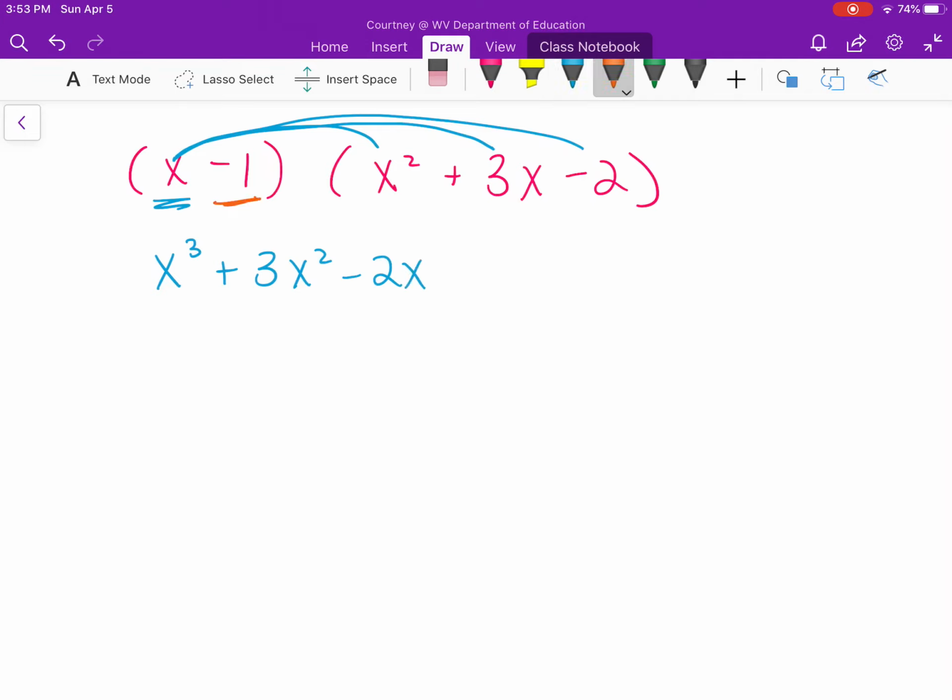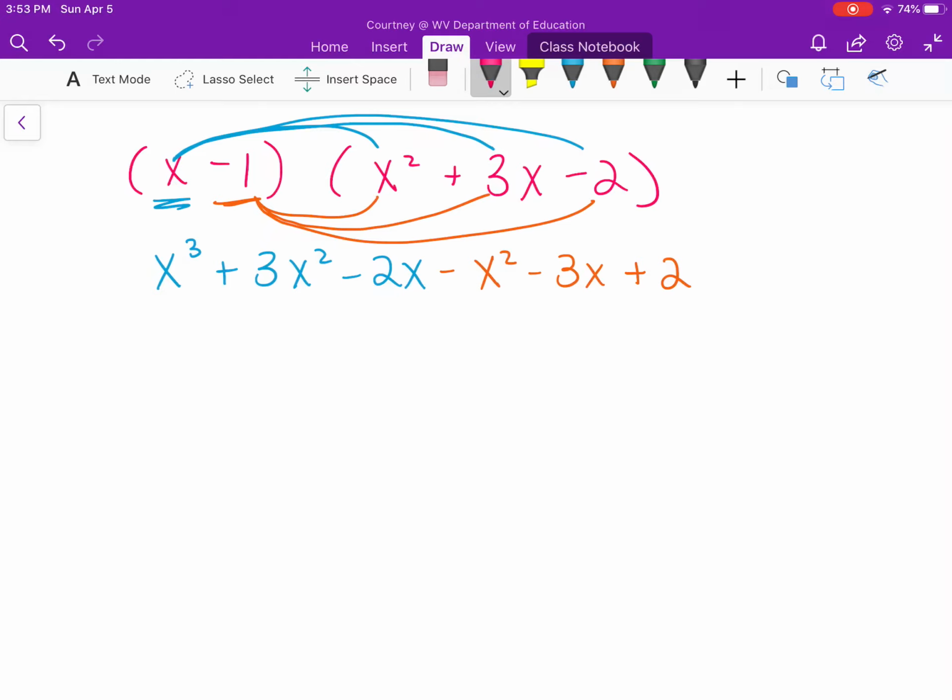Then we do the same thing with the negative 1. It goes to the first one, which is negative x squared. Goes to the second one, so 3 times negative 1 is negative 3x. And finally, negative 2 times negative 1 is a positive 2.